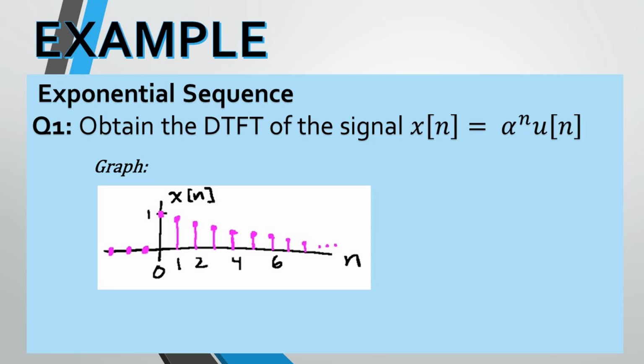Our first example is an exponential sequence. Obtain the DTFT of the signal x of n is equal to alpha raised to the n u of n. As you can see in the sketch, this is a decaying exponential function that starts at 0. The alpha is less than 1 and is a positive number.